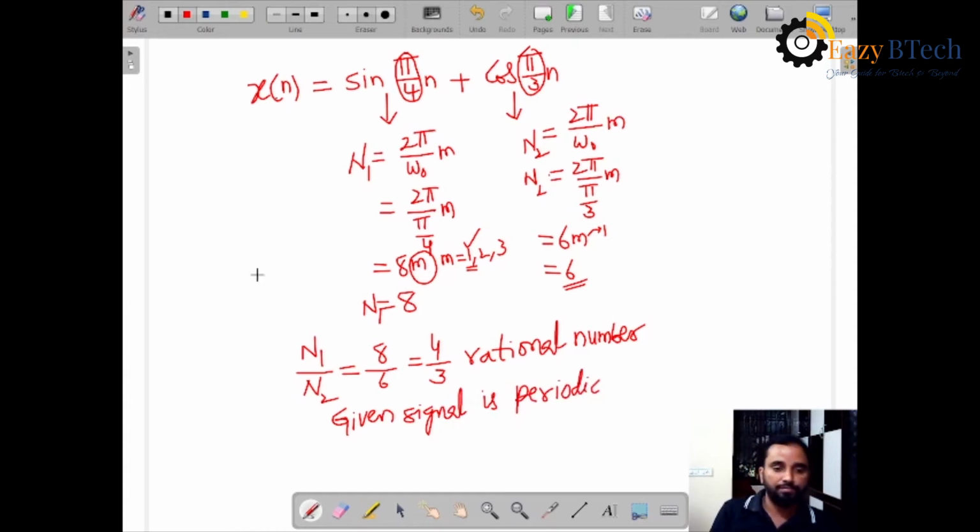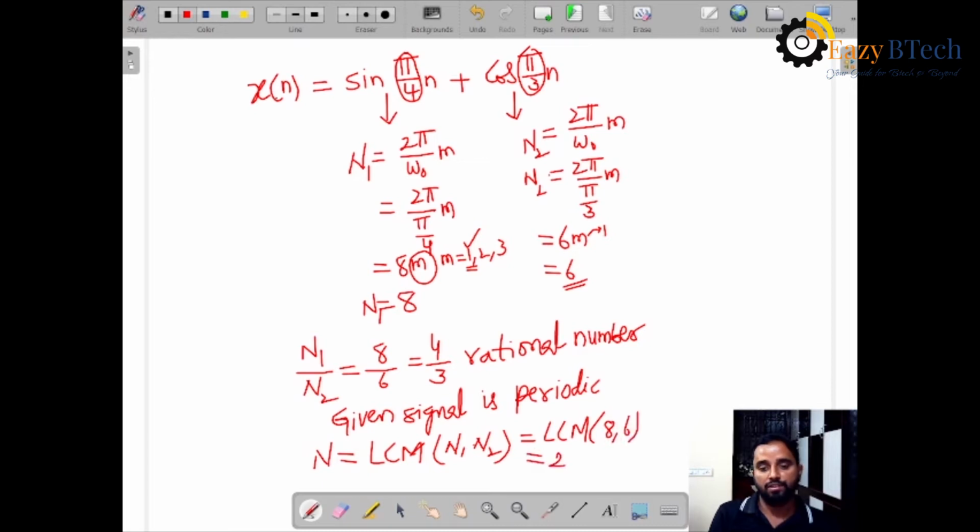What is the period? Period n equal to LCM of n1, n2. So it is equal to LCM of 8, 6. How much? 24. So the same time period we have. So this is the way of doing it whenever the signal x of n is a combination of x1, x2, right?